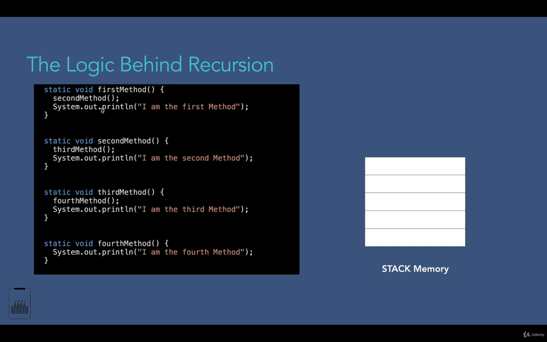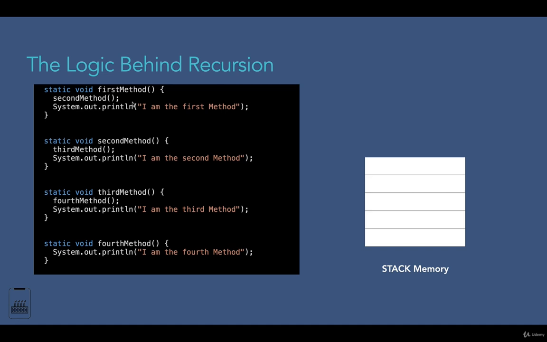If we start by calling the first method, as soon as we call it, the first statement within the first method, which calls the second method, is executed. So the controller goes to the second method, and after completing the second method, it needs to come back to the first method to execute this line, which prints out I am the first method. So the system needs to store the first method somewhere to come back for executing the rest of the code within the first method once the second method execution is done.